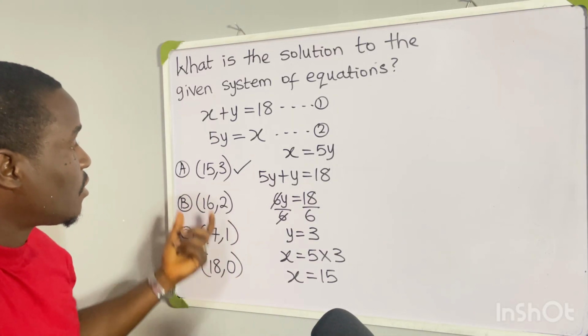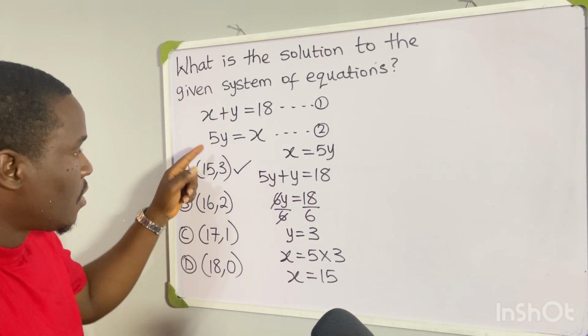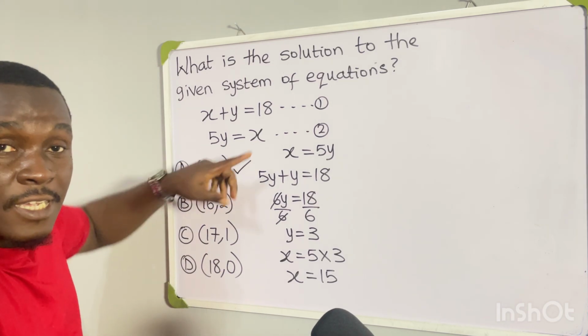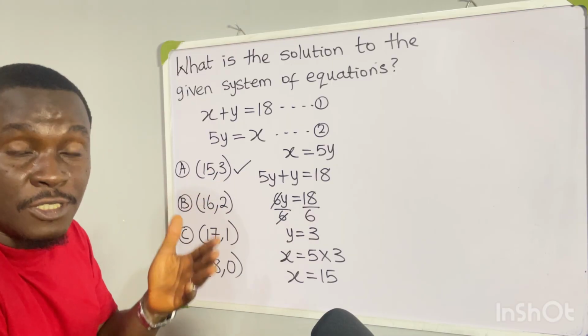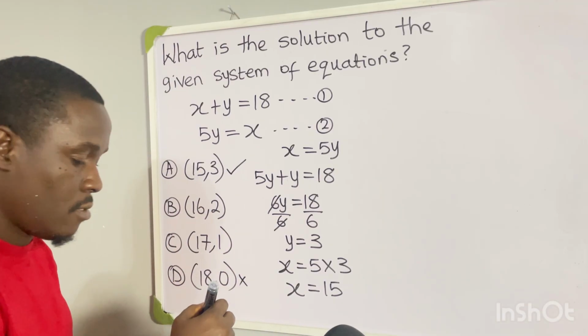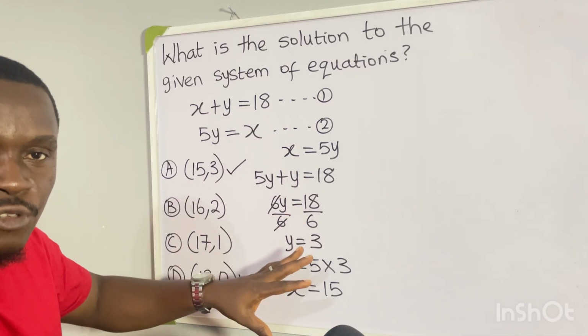But if we put it into the second equation, remember y is 0. 5 times 0, x is 18. It will not give us 18 because 5 times 0 is 0. So that tells us that this cannot be the correct answer, right? Even if you don't know how to go through this process.